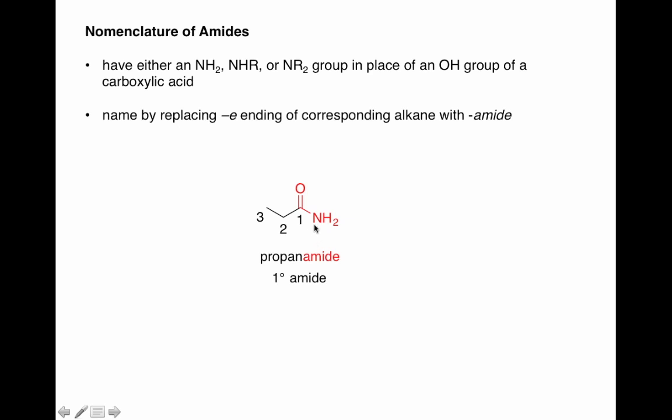Amides can either be primary, secondary, or tertiary, and that designation is governed by how many carbons are attached to the nitrogen. In this example, there's only 1 carbon atom attached to the nitrogen, so this is a primary amide.